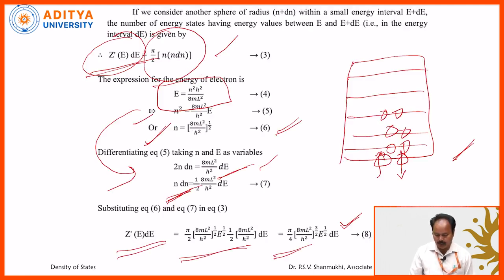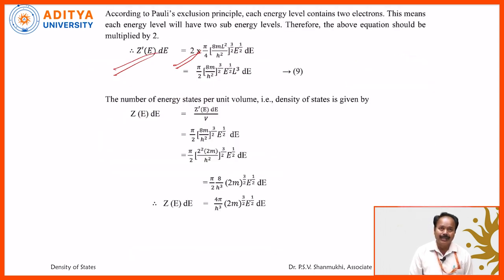Actually, the number of available energy levels is given by pi by 2 into n square dn. On simplification, we got this equation number 8. Now, how many available states are there? That is multiplied with 2 now, 2 into the previous expression. On simplification, we got this equation number 9.